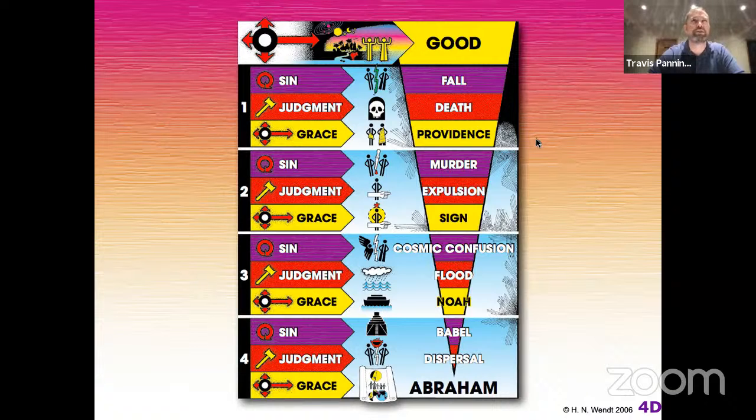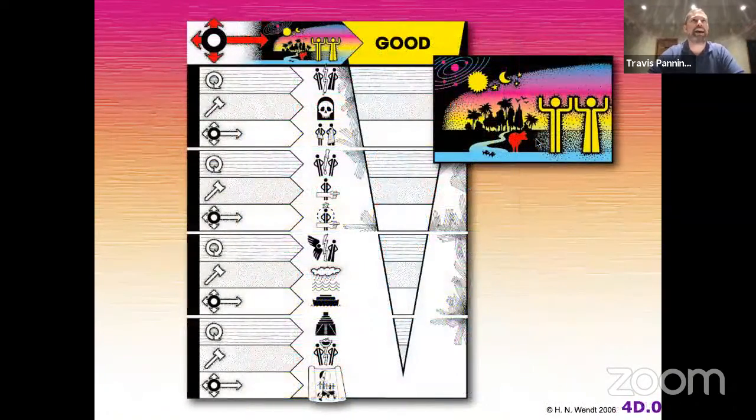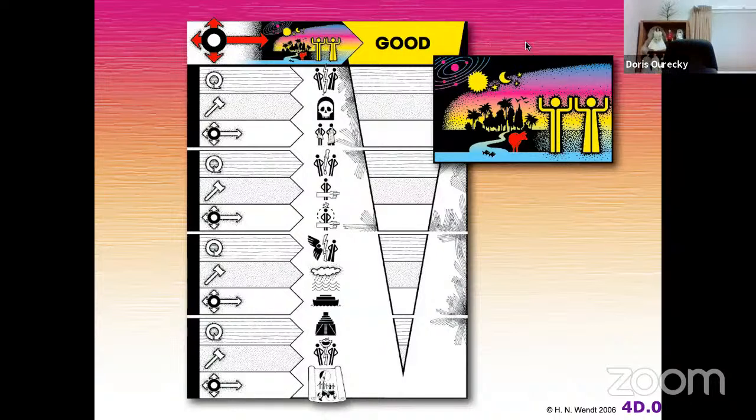So just to run through those briefly. We start off at the very top of our timeline, and we have the creation account, with God calling the universe into existence, commanding the universe into existence. The sun, moon, the stars, the land, the sky, the seas, the birds, the fish, the animals, and humanity. All of it is good. We are told that over and over again, 7 times.